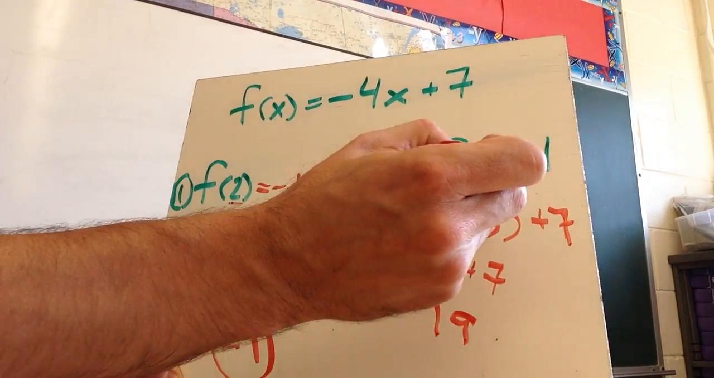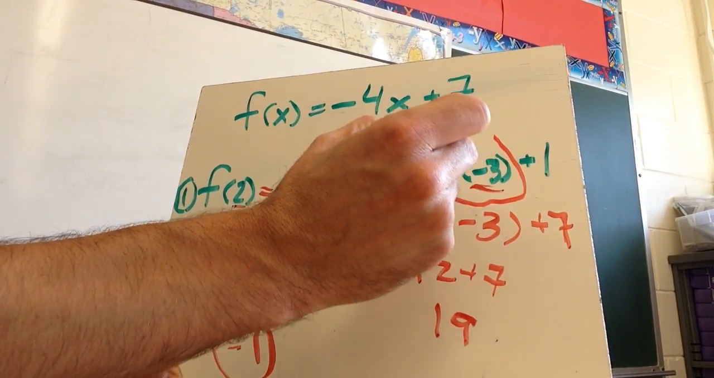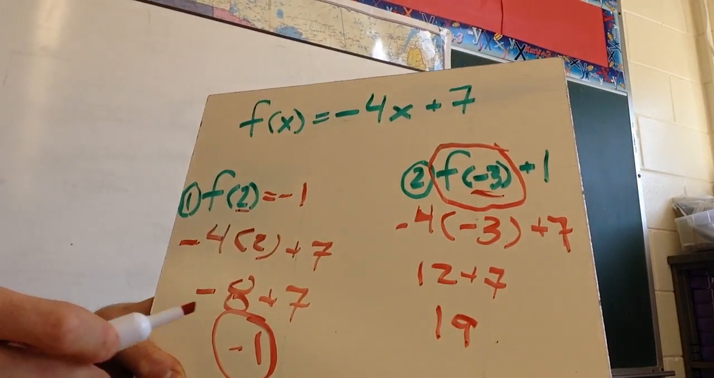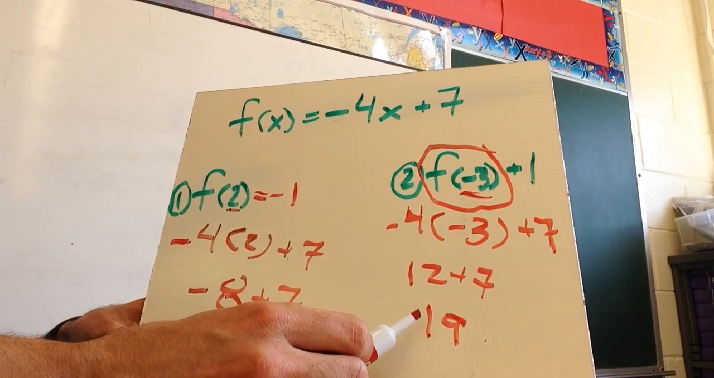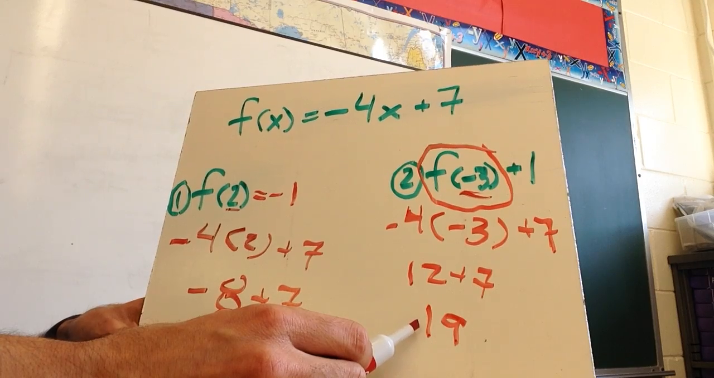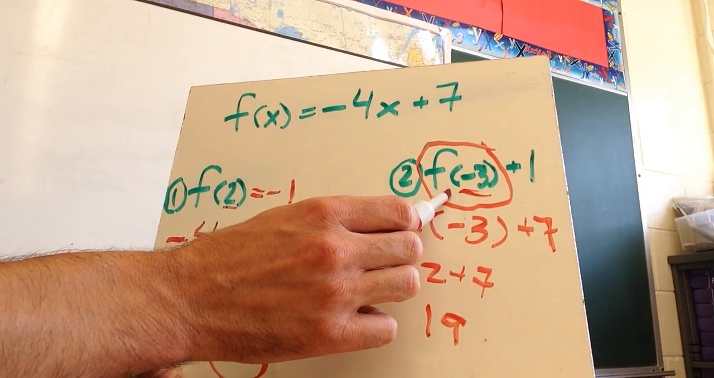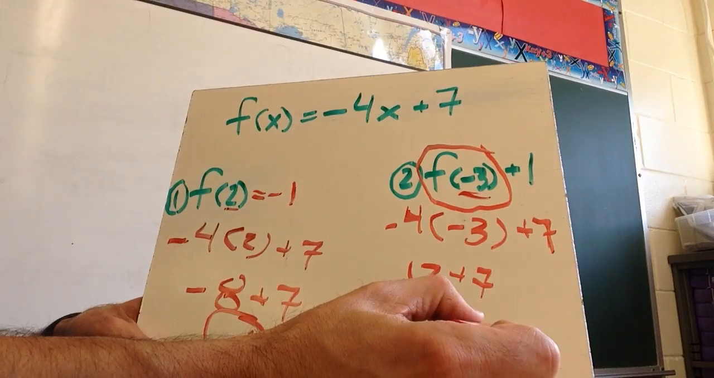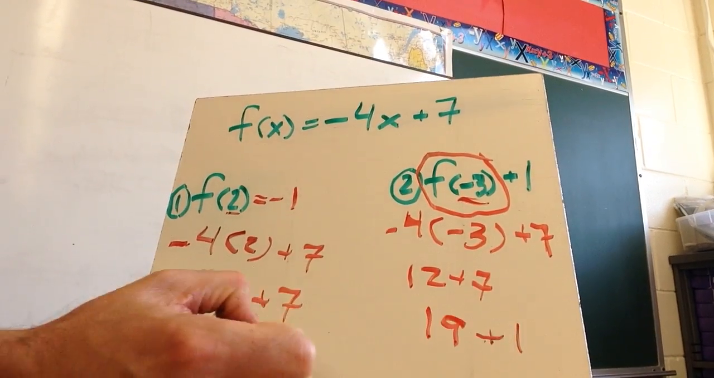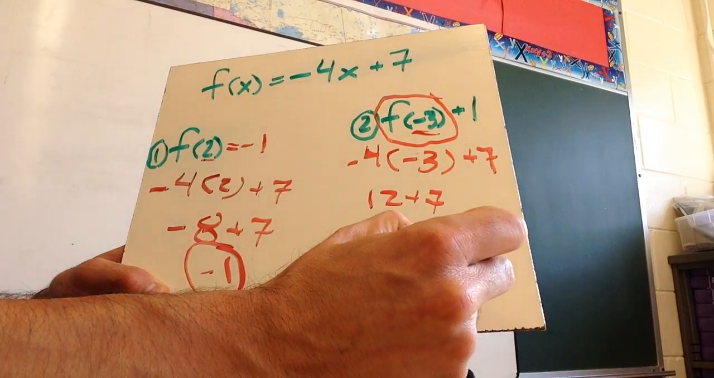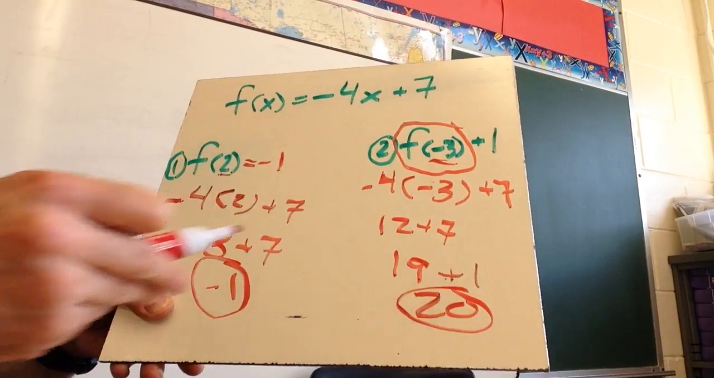Now keep in mind, all I've done so far is find this part. So f of -3 is 19. Now I've got to take that, f of -3, which is 19, and add 1. So this is going to be 19 plus 1. So my final answer here would be 20.